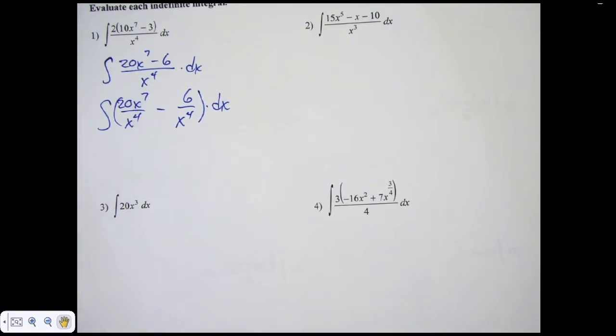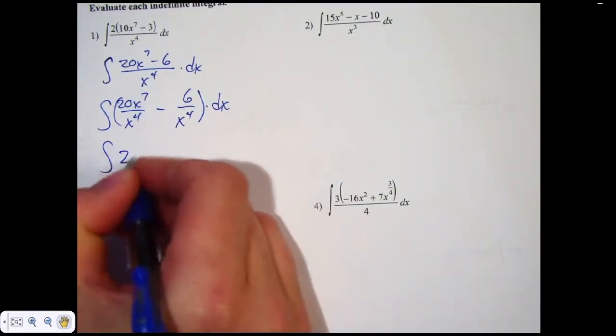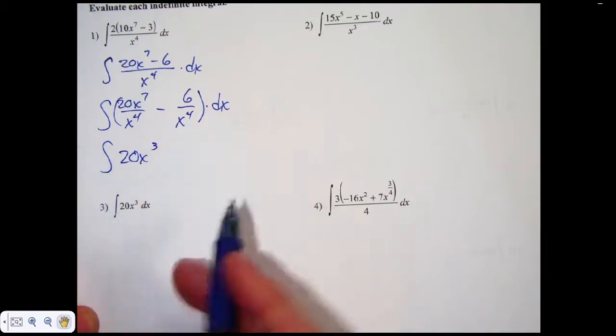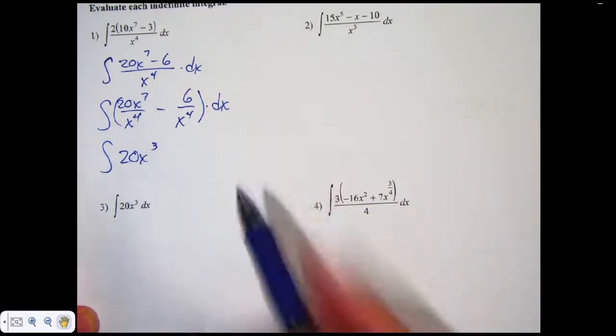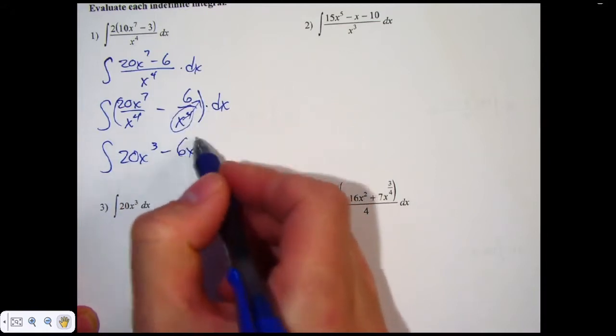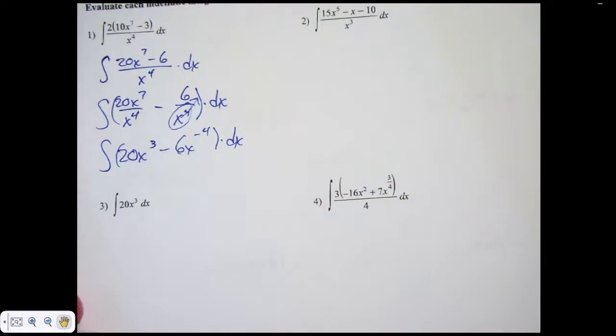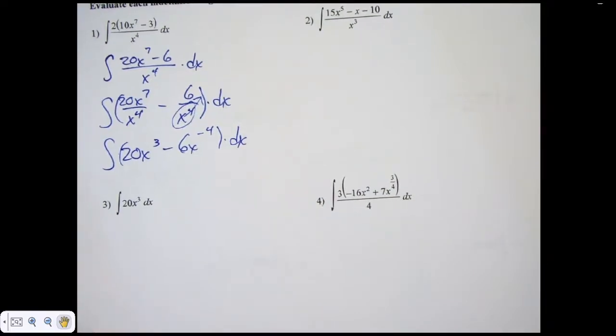Then I don't want variables in the bottom, so I'm going to simplify it by either dividing and subtracting the exponents or bringing something up. So this would now be 20x to the 3rd, because I subtract 7 minus 4. And then this one, I'll bring the x to the 4th up, so 6x to the negative 4. And my integral sign has to stay there the whole time, because I haven't integrated yet.